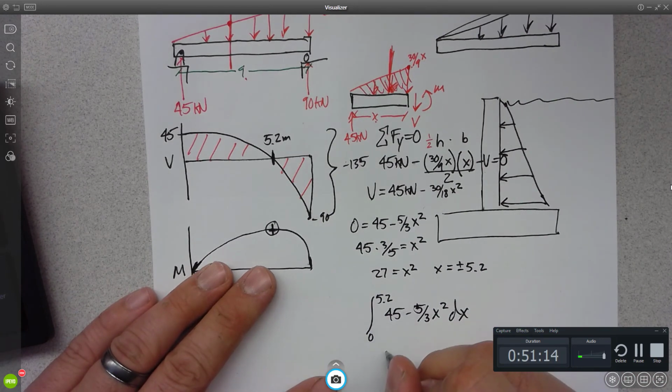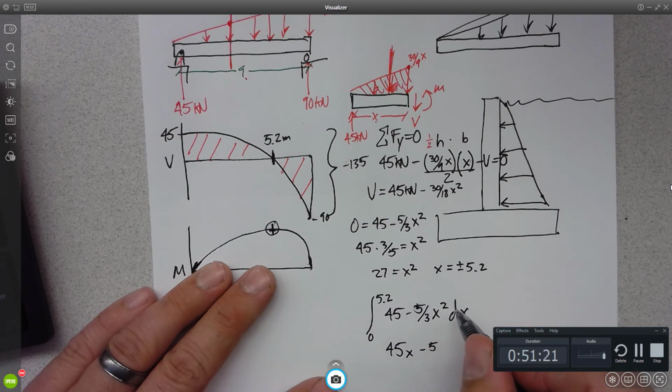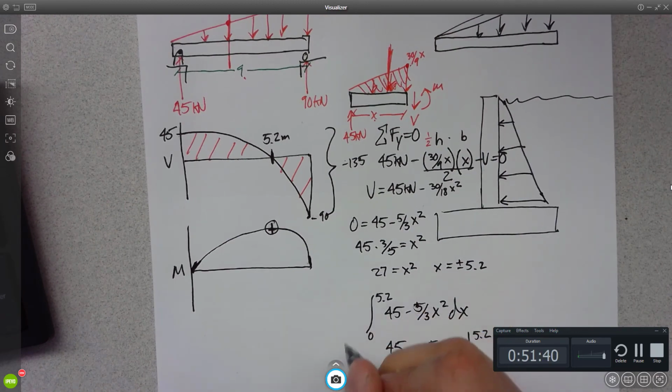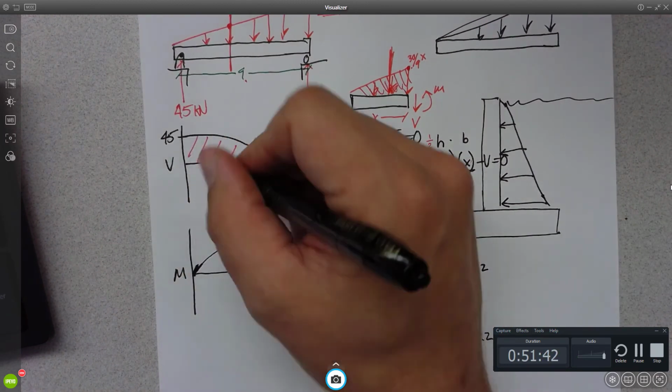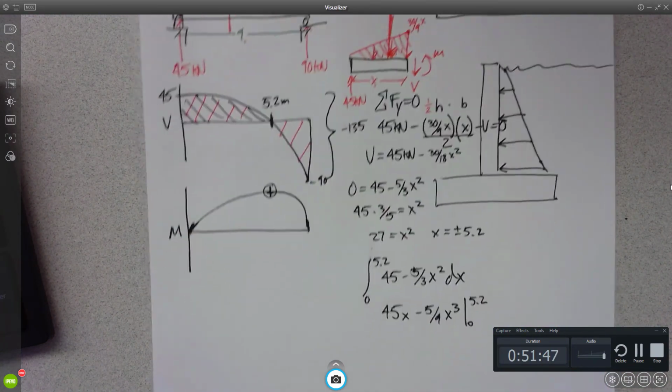So that looks to me like it's going to be 45x minus 5/9 x cubed. Is that right? 3/3. Yep. Evaluated 0 to 5.2. And so what am I doing here? I'm finding the area, right? I'm finding this area here.